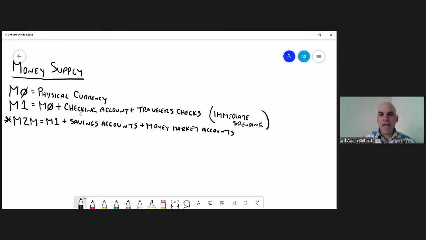So the idea of the MZM, when we talk about the money supply: this is all money that is available to be spent immediately. The M1 is money that's most likely to be spent immediately. The MZM is money that is available to be spent immediately. It doesn't necessarily mean it will be. This is truly what we talk about when we talk about the money supply. That is the MZM. So this is the amount of money that is in existence.